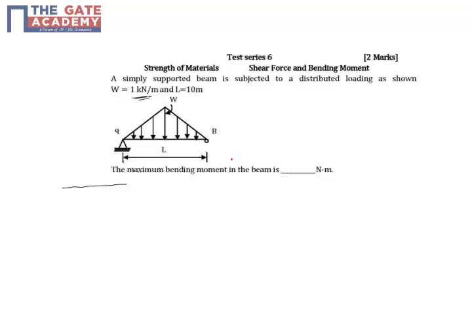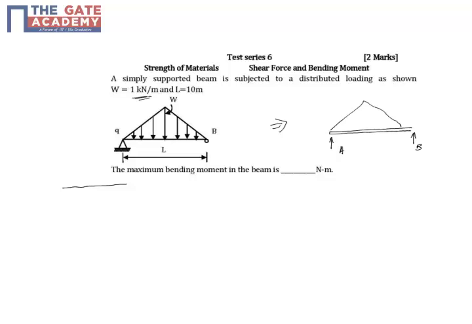So what is asked is the maximum bending moment that occurs in this beam. Before doing that, we'll just get the reactions first. So you have a loading like this. Simply supported beam, so we'll have vertical reactions at A and B, and there's a horizontal reaction at the left end, but that is zero because you don't have any horizontal loading. So this is A and this is B.